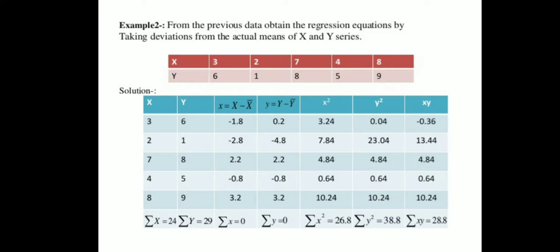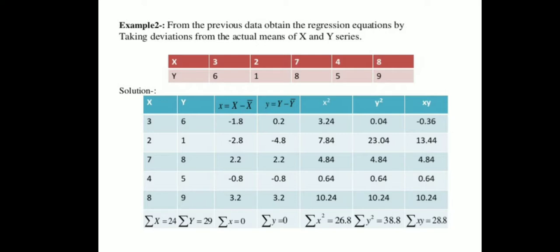Similarly, y squared. Here y also does not mean the actual y value. Here y equals y i minus y bar, the deviations. Sometimes you take dx and dy. That way dx means deviation of x, dy means deviation of y. So x squared and y squared. Get the total. Sum of x squared is 26.8 and sum of y squared equals 36.8.